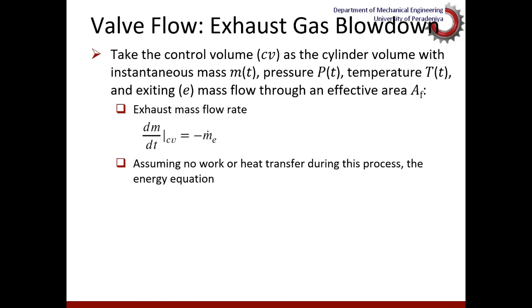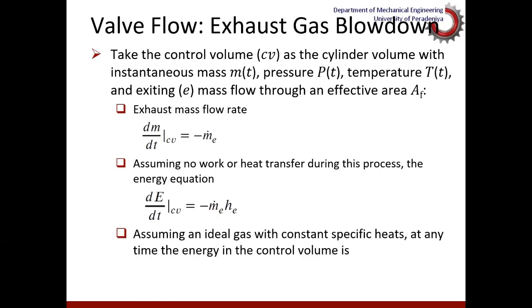Then if there is no work or heat transfer during this process, for the simplified analysis, the rate of change of energy will be equal to the rate of change of enthalpy of the exhaust system. And if it is ideal gas with constant specific heat, then at any given time, the energy in the control volume would be m cv T. Energy is cv dT, so at any time, we could say m cv T.